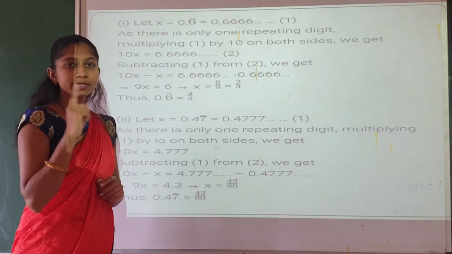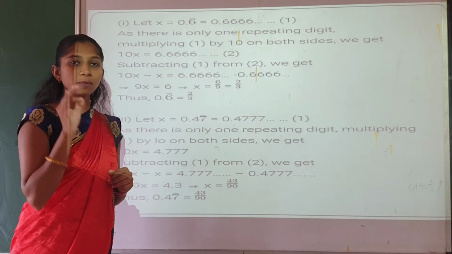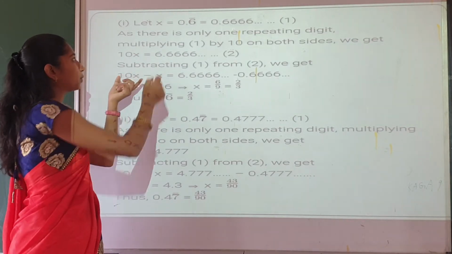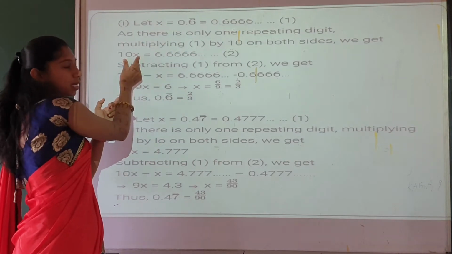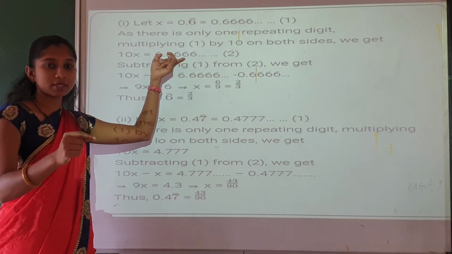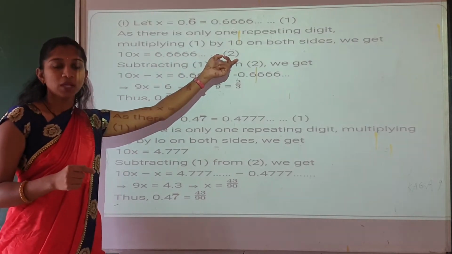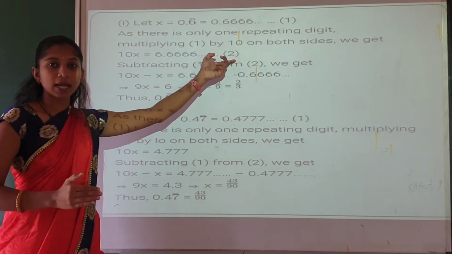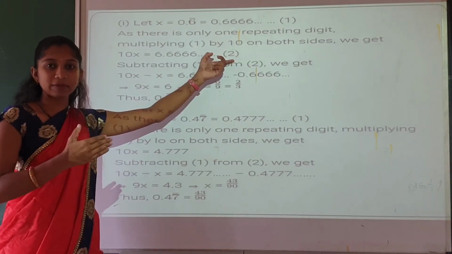As only one digit is repeating in this equation, you have to multiply equation number 1 by 10. After multiplying, what are you going to get? 10 into x means 10x. 10 into 0.666 means 6.666. This is equation number 2. What is the next procedure to find the rational number in this case? Subtracting equation number 1 from equation number 2.